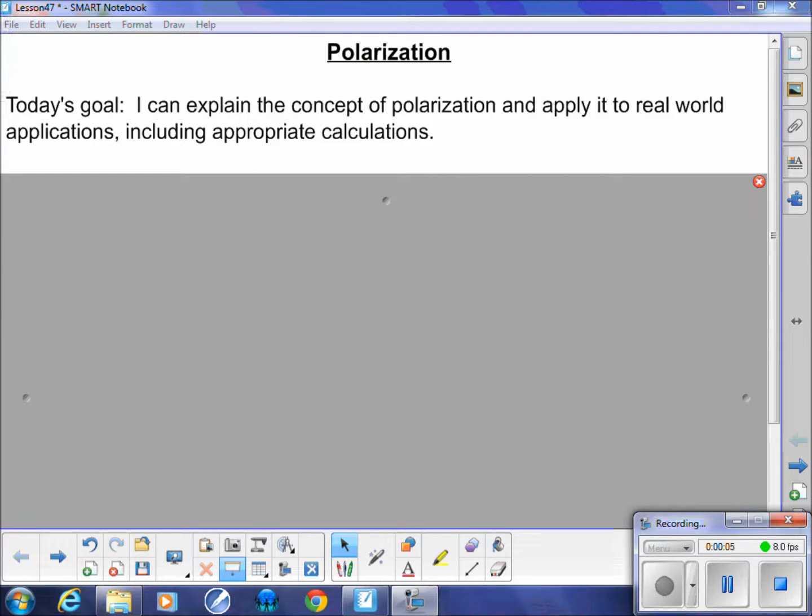So today's goal, I want you to be able to explain the concept of polarization, and then I want you to be able to apply it to real-world applications, including appropriate calculations. We're going to have an opportunity. I've got some Polaroids, and we're going to do a couple of neat little activities where you get to actually try them and see them firsthand to see what they actually do.